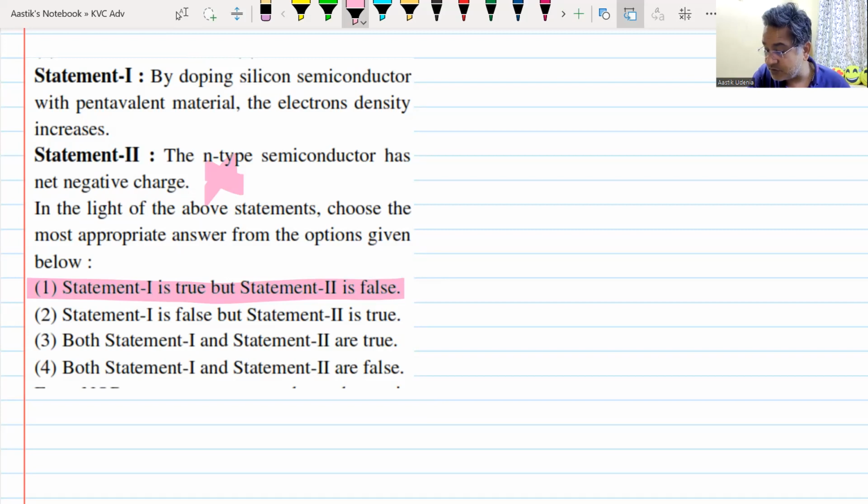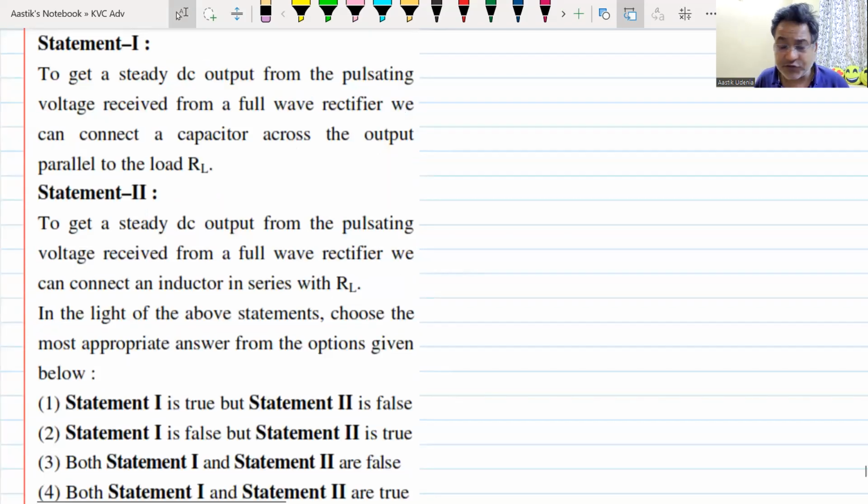Let me now move on to the next question. Assertion and reasoning, we call it. Statement 1, statement 2. Told you everything. The only thing you have to remember is to remember things. The only thing you have to forget is the habit of forgetting things. Statement 1, to get a steady DC output from a pulsating voltage received from a full wave rectifier, we can connect a capacitor. Statement 2, we can connect an inductor.